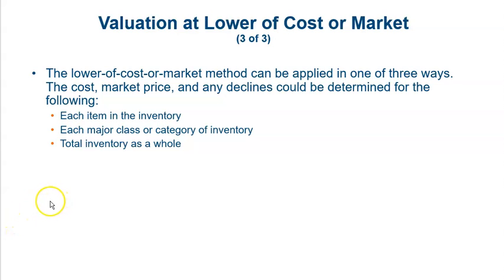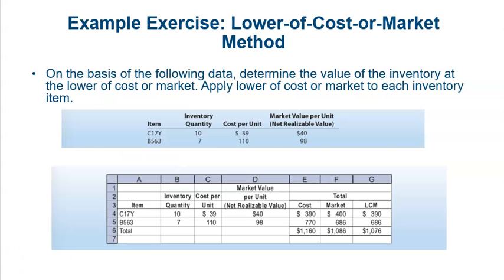All right, so we can apply it in one of three ways. The cost, market price, and any declines could be determined for the following: each item in the inventory, or each major class of category of the inventory, or just the total inventory as a whole. All right, so take a look at this example and then check your work on the next slide. Pause it and work it.